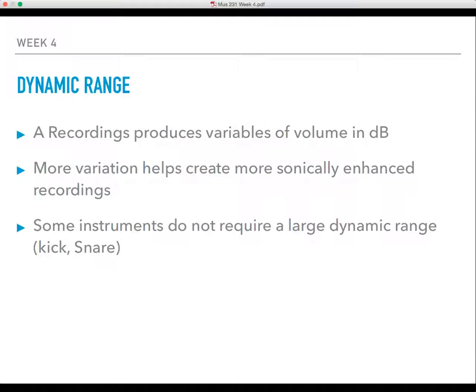Remember that when we use a transducer, what is the transducer doing? The transducer is representing the material. And how well it does that, with a dynamic range element, will give us either more sonically enhanced sound or less.